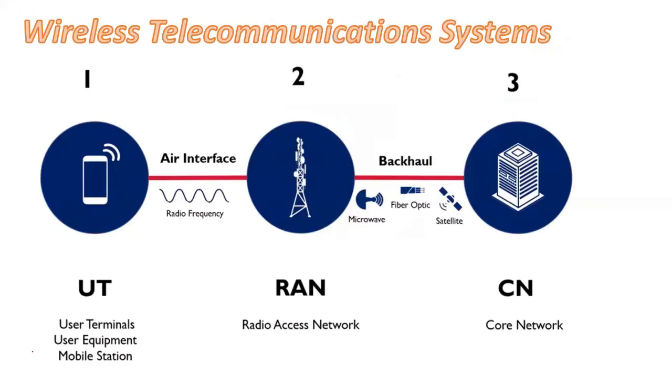Now, the wireless telecommunication system. Wireless telecom system components are composed of three main components: one is the user terminal, one is the RAN, and one is the core network. The user terminals are the user equipment, or the mobile station in the case of 2G. Other examples can be smartphones, tablets, laptops, and any kind of wireless device.